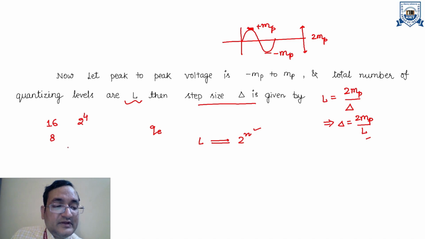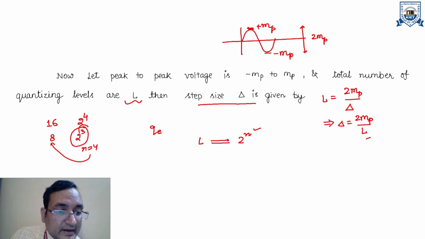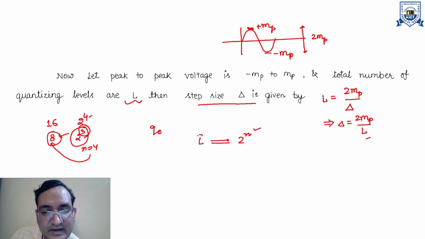That does not mean that n is equal to 4 is not valid for 8, right? But as I have to reduce the bandwidth, the minimum required number of bits is 3 for 8. Point to be noted. So you can use more than 3 bits to represent 8 levels, but the minimum is 3. Similarly for 16, the minimum is 4. So if I have L levels, then the required number of bits n, with L equal to 2 to the power n, is clearly n equal to log base 2 of L.